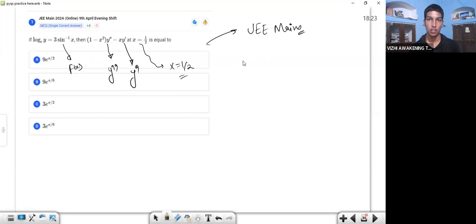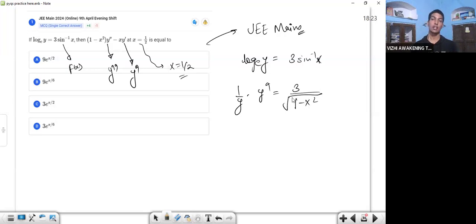So let's first write the function: logarithm y is 3 sine inverse of x. Let's differentiate with respect to x on both sides. So 1 by y into y dash is equal to 3 upon root of 1 minus x square. Your sine inverse x derivative is 1 by root of 1 minus x square. So y dash upon y is 3 upon root of 1 minus x square. Or we can write it as 3 into 1 minus x square power minus half. Because square root says that its power is half.